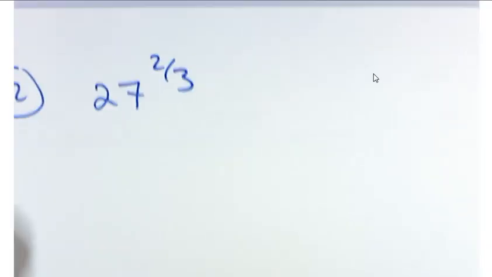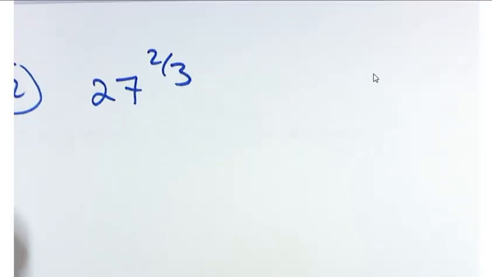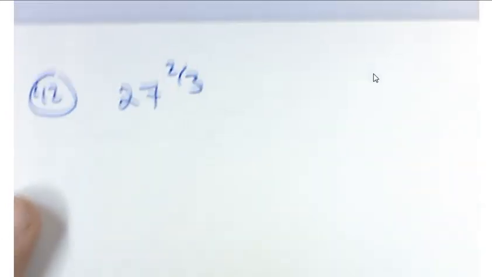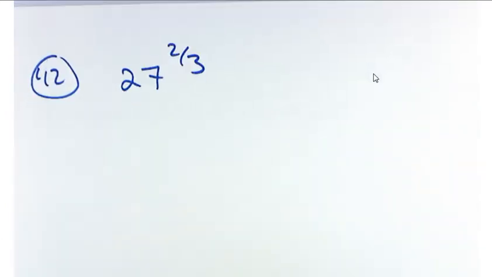Let's try a couple more like that. Let's try problem number 42, 27 to the 2/3 power. So I want you to do two things. First of all, I want you to rewrite it using radicals. And then secondly, I want you to figure out what the value is. What number do you get?